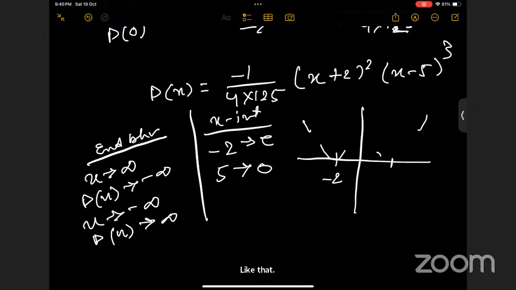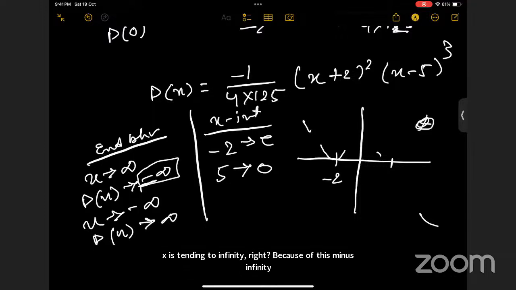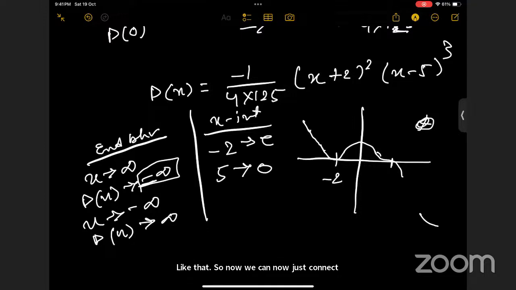No, ma'am, it will go down from the positive side. Okay, see, then this should be, oh sorry, this is minus infinity, my fault. So this graph will be here when x is tending to infinity, because of this minus infinity. I missed it. So at 5, it will be like that. Now we can just connect them. This will be the graph, something like that. It's not perfect, obviously, but it will be something like that, right?